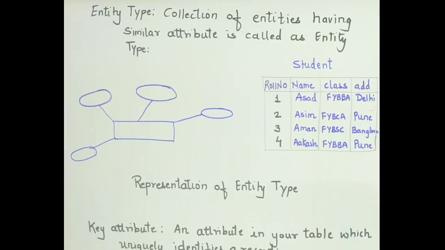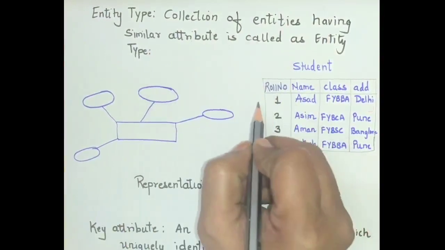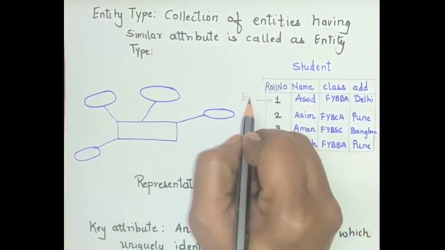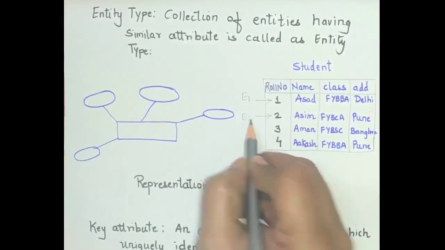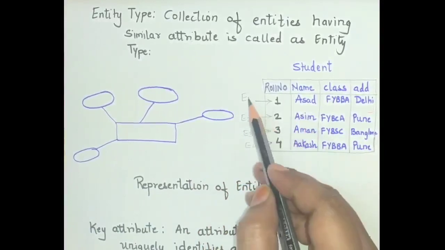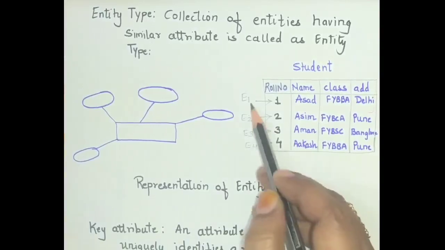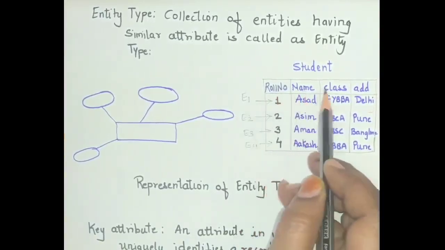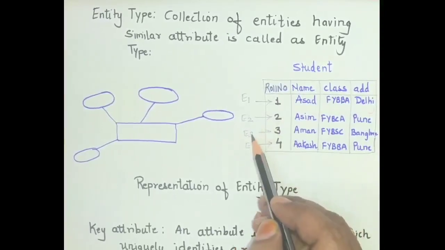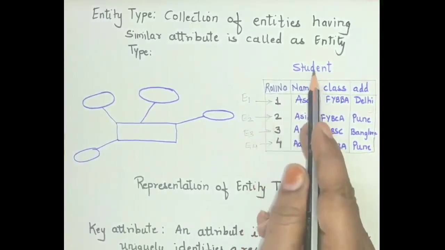Okay, so basically what is an entity type? Collection of entities having similar attributes is called an entity type. So here you can see this is E1, entity 1, this E2, this E3, E4. That means all the four entities are having similar attributes. Similar attributes means E1 is having roll number, name, class, address. Similarly, E2, E3 and E4. Therefore, all these four entities belong to the student entity type.